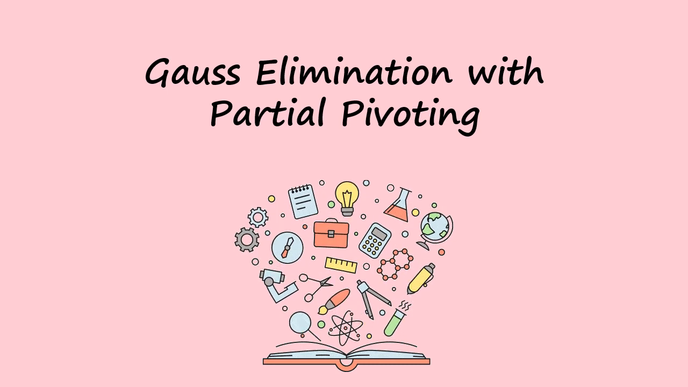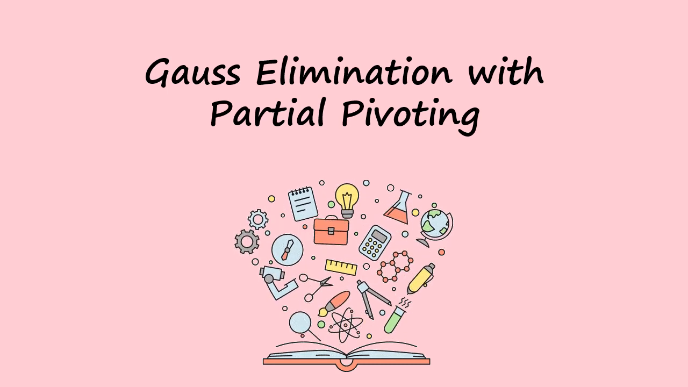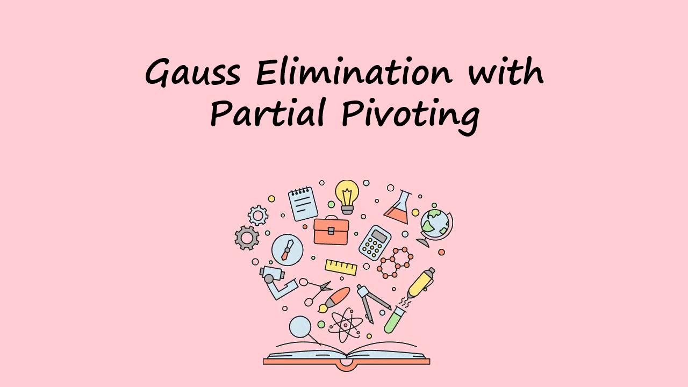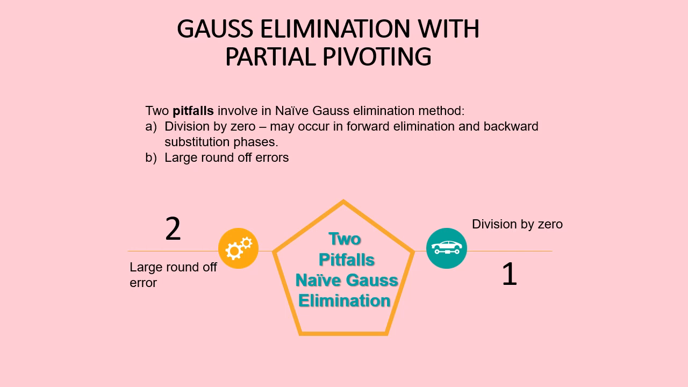In this video, I would like to discuss Gauss elimination with partial pivoting. In the previous video, we already discussed how to solve our system of linear equations or matrix by using the Gauss elimination method. Somehow, there are pitfalls in that method. So, the two pitfalls involved in naive Gauss elimination are, the first one, division by zero, where this may occur in forward elimination and also backward substitution. And the second one, the method can give a large amount of error.